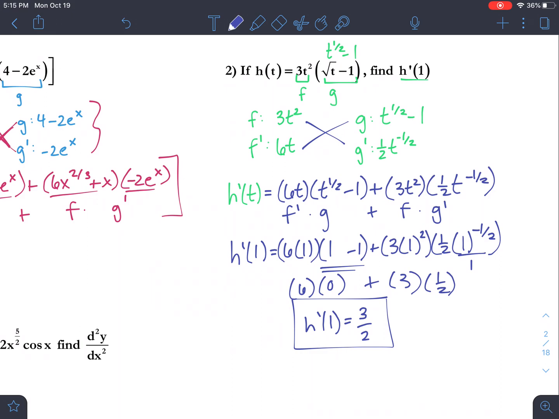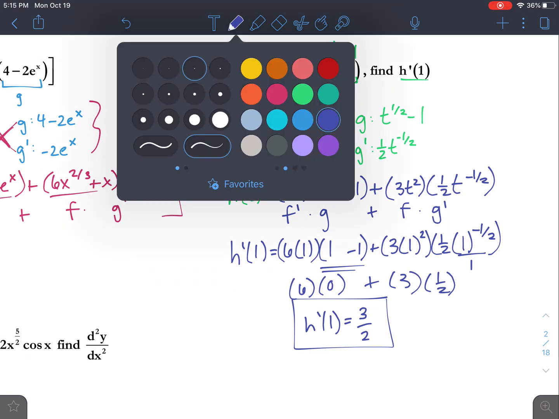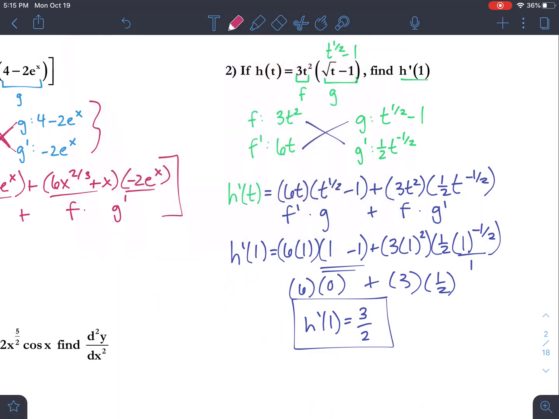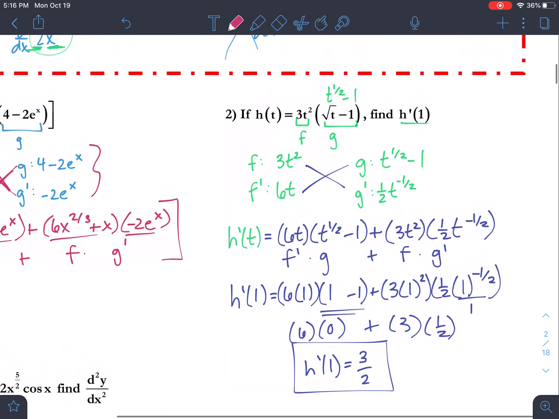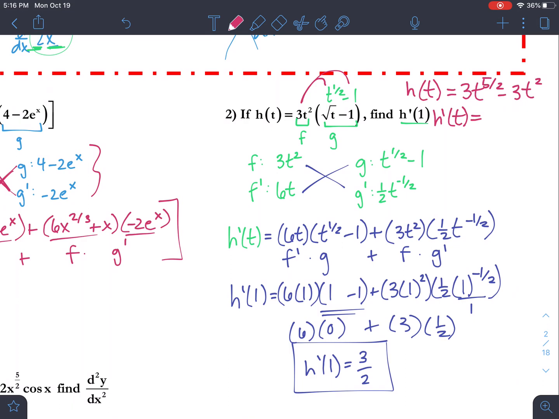Okay, and as I mentioned, if you feel okay about that, I was just going to show you, you could do this as an alternative. I'm not going to say you have to use the product rule for this specific problem, because you actually could have done this. If you had multiplied this in, since we can multiply those two together, h of t would have given you 3t squared t to the 1/2, so 3t to the 5/2 minus 3t squared. Okay, and if I had taken h prime of t, 15/2 t to the 3/2 minus 6t. You don't have to write this down, I'm just showing you another method.